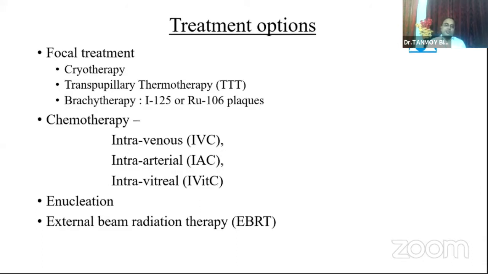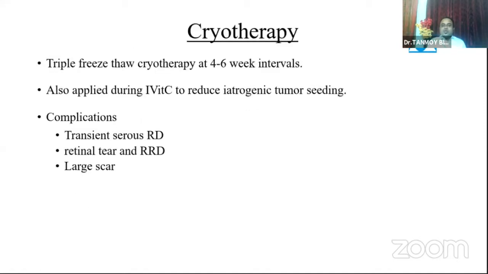The main options are focal treatment, chemotherapy, enucleation, and external beam radiation therapy, which is not used very commonly nowadays. Focal therapy can be cryotherapy, which is usually done at 4 to 6 week intervals, and it can also be used with intravitreal chemo to reduce iatrogenic tumor seeding. The complications can be transient serous RD, retinal tear, and laser scar.